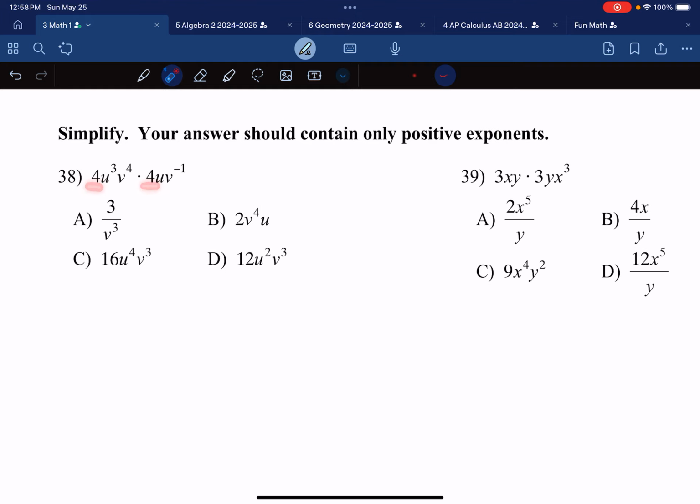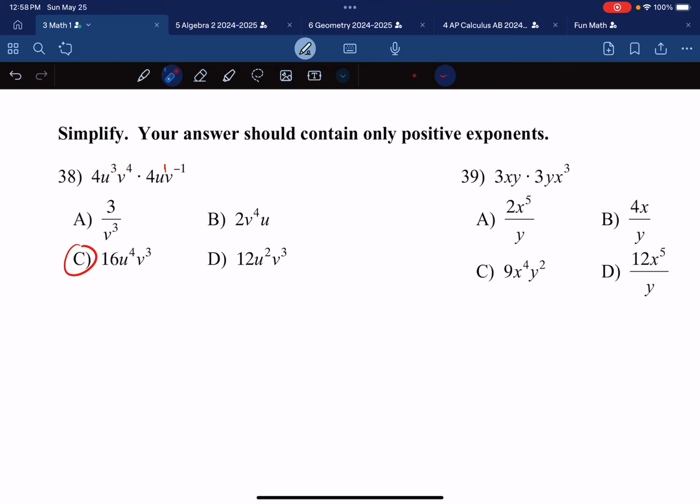4 times 4 is 16. So I'm looking for a 16 out in front, and we're done, because none of these have a 16 in them. But how do I know that it's u to the power 4 and v to the power 3? Well, everything is being multiplied. So whenever you have the same base, look at this u, look at this u, they're the same letter, you just add the powers whenever you multiply. So this is a power of 3, this is a hidden power of 1. If I add 3 and 1 together, you do get 4.